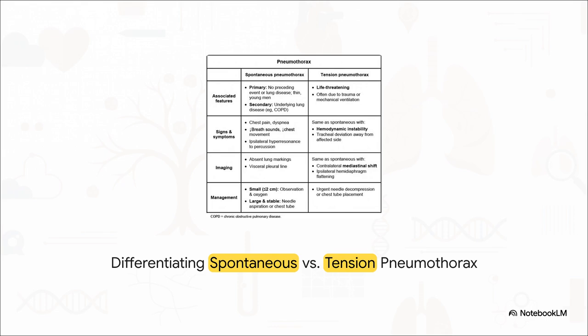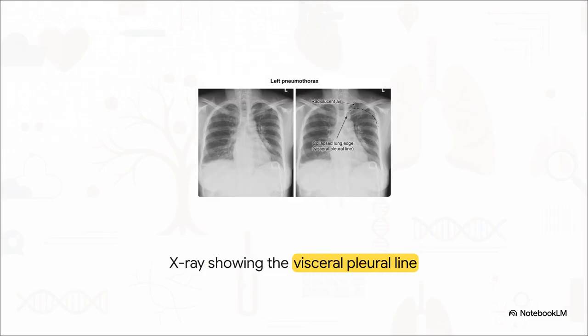In fact, if it's a small, primary spontaneous pneumothorax in a stable patient, you might just observe them with oxygen in follow-up. When you look at the imaging, you're hunting for that collapsed lung edge, the visceral pleural line, and all that radiolucent air filling up the pleural space. But here's a huge test-taking trap. If the patient is highly unstable, waiting for this X-ray is a massive delay of care. In the acute setting, bedside ultrasound is your best friend. It's highly sensitive, incredibly fast, and will immediately show you that absent lung sliding.